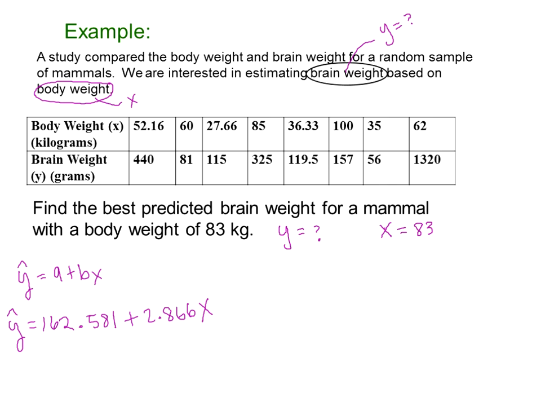So we have this equation, and we want to find out y when x is 83. Is it okay to plug 83 in for x to find y? Can I just take that and plug it in here so I can figure out what y equals? What do you think? Can I do that?